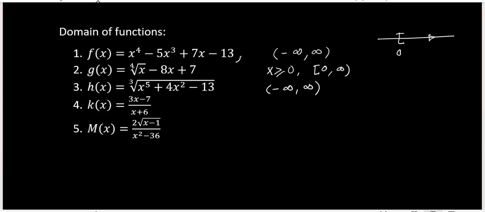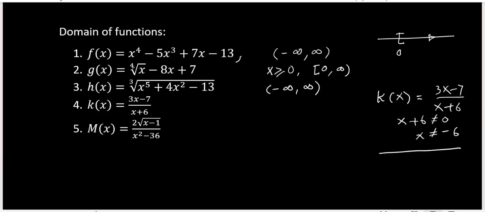Next, number 4. Number 4 is a rational function. As you see, k(x) is 3x minus 7 over x plus 6. If you look at the numerator, 3x minus 7, we have no issues there. But only x plus 6 must not be equal to 0. Because if you have non-zero something over 0, or 0 over 0, these are always undefined. So we'll say that in the domain, x plus 6 should not be 0. That means x cannot be negative 6.